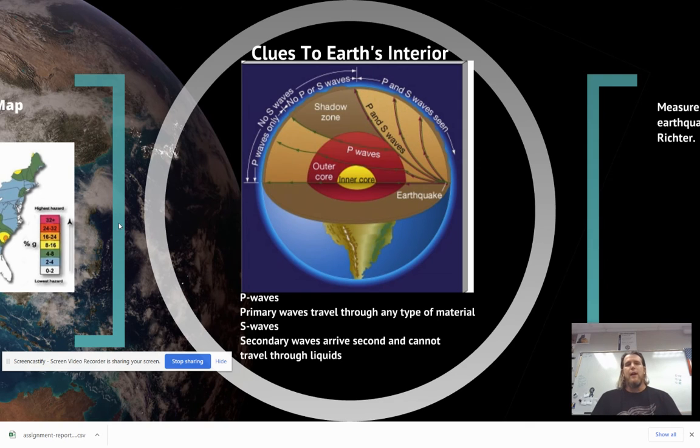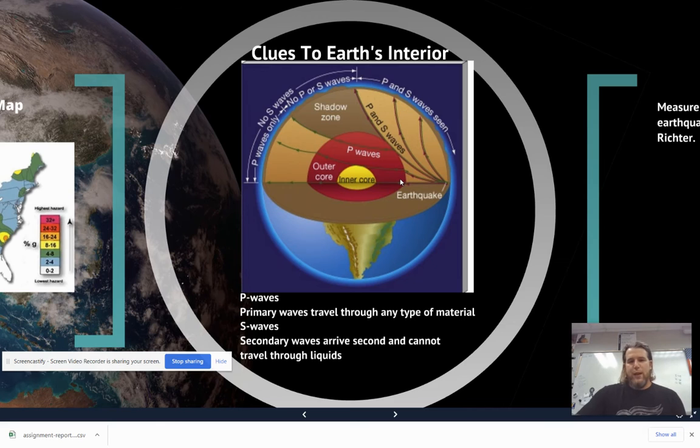Okay, so when we talked about plate tectonics, earthquakes were a major sort of contributor to developing that theory because we talked about P and S waves, but when we sort of deal with the layers of the Earth, we know that this outer core is liquid.